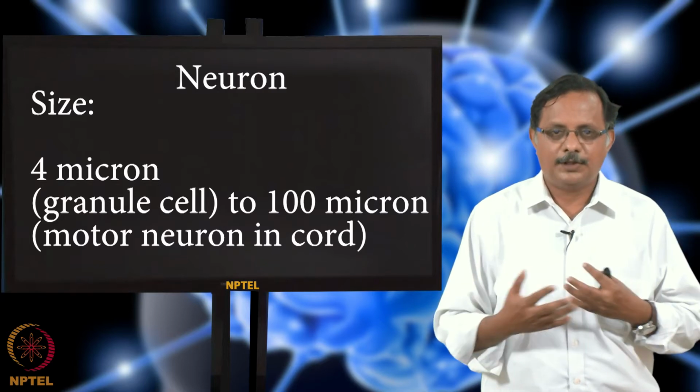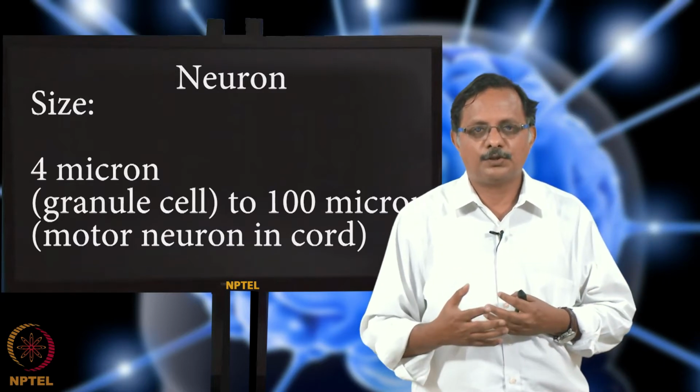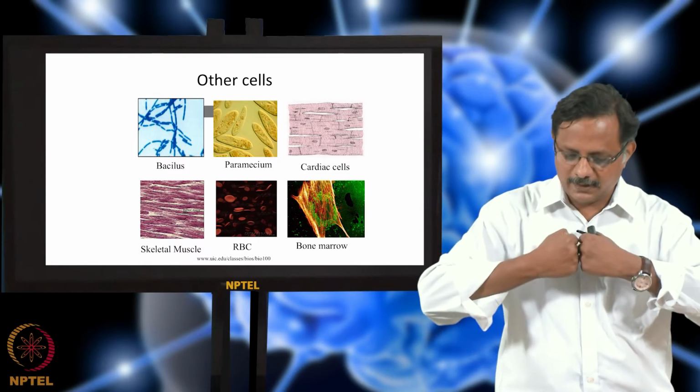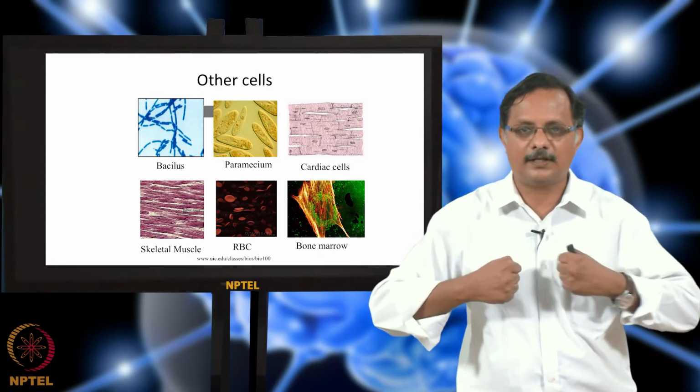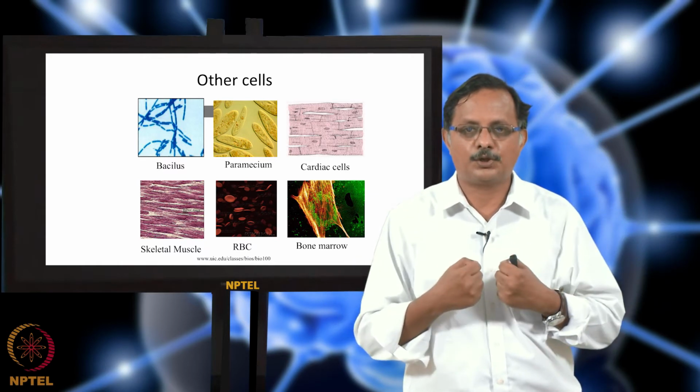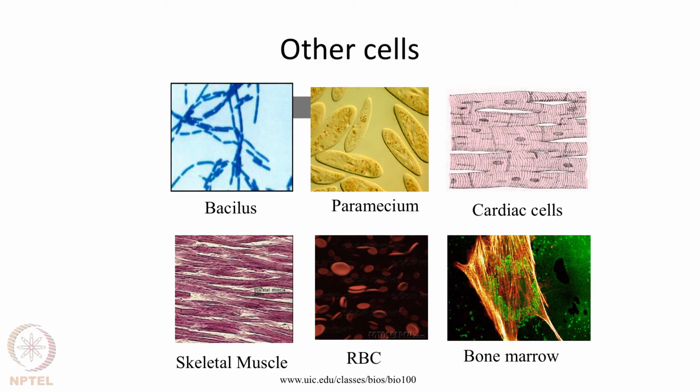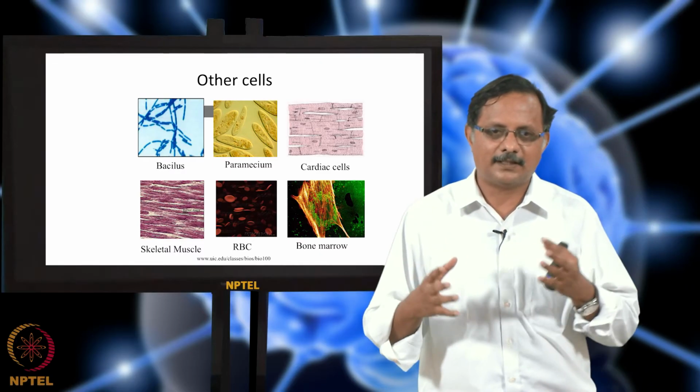Now let us get some intuitive understanding of what is special about a neuron's shape. In this picture you are looking at a bunch of cells. You can see some bacteria like bacillus and paramecium, you can see the cardiac cells and the connections between them. The cardiac cells talk to nearest neighbors, they have what are called shoulder to shoulder contacts by which they communicate with nearby neighbors. Then there is skeletal muscle, red blood cells, donut shaped red blood cells, and bone marrow cells and all that. So typically the shape of these cells is nothing very interesting.